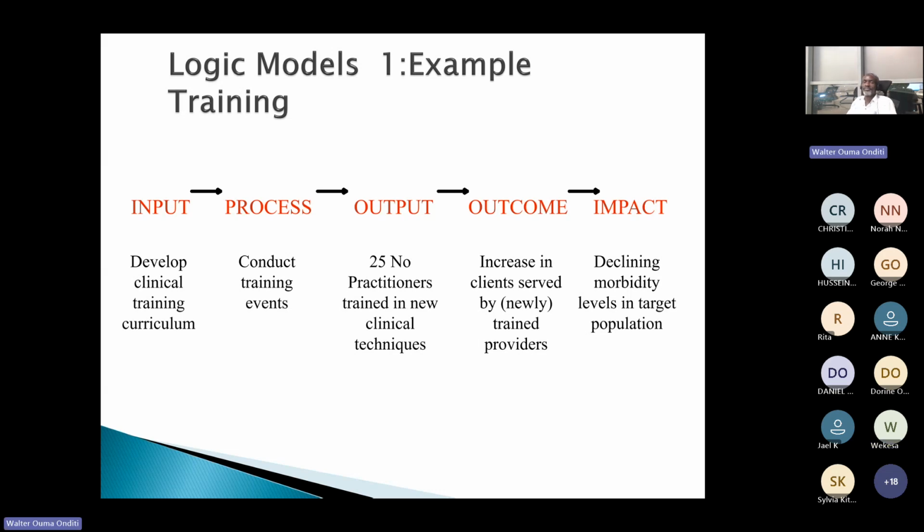Wekesa, go ahead. Yes. I'm also confused somewhere here because we have the process and the input. Why can't we just put that part of conducting or conduct training events under the inputs? Thank you very much. Change it to activity. You cannot do it minus the activity. I have just brought in another word. So remove it now and put the activity. Several activities will come here, and those activities also give us the process. So they're just interchange of words.